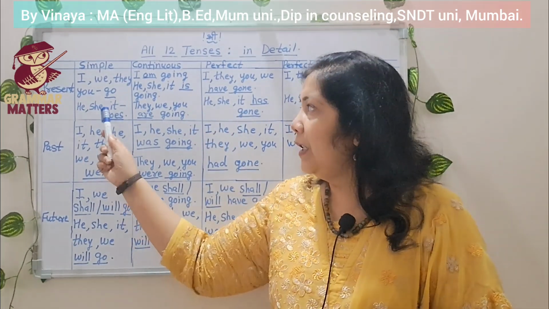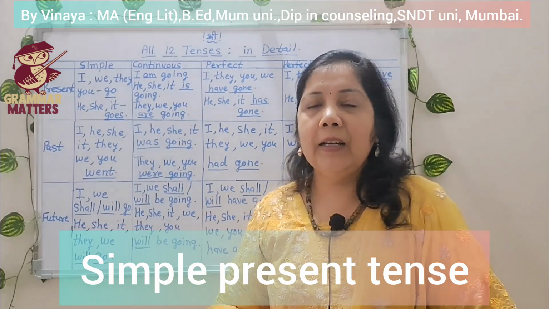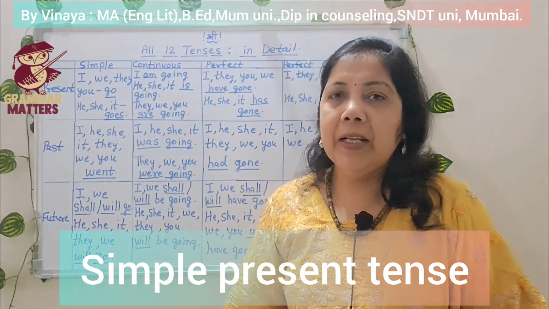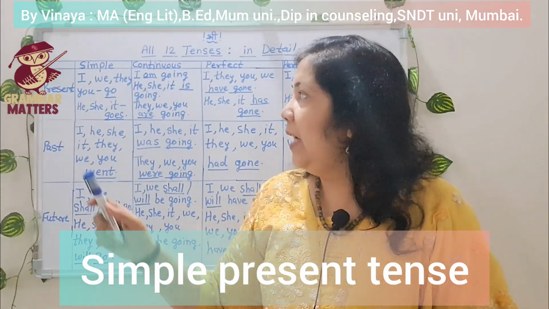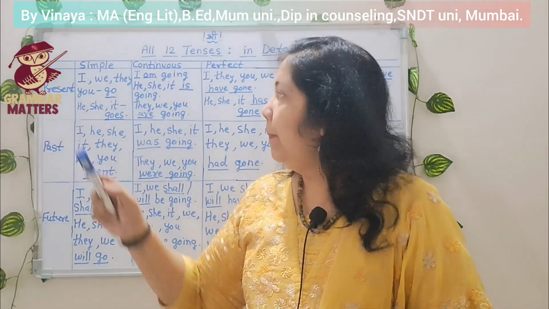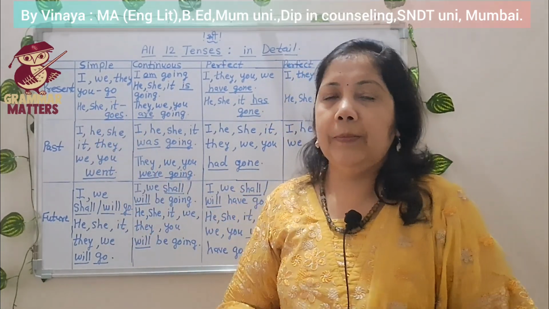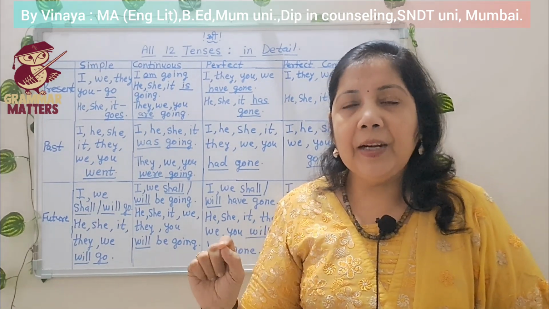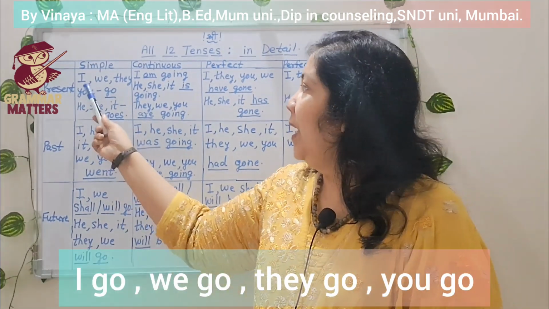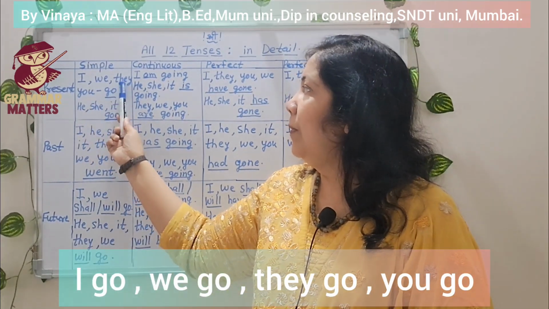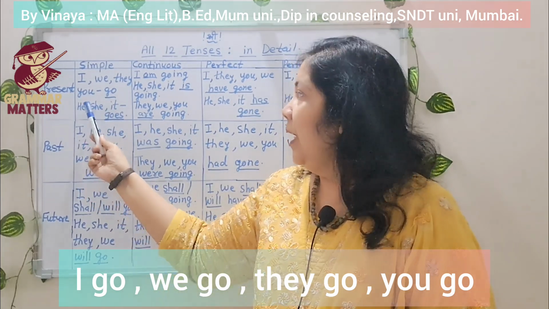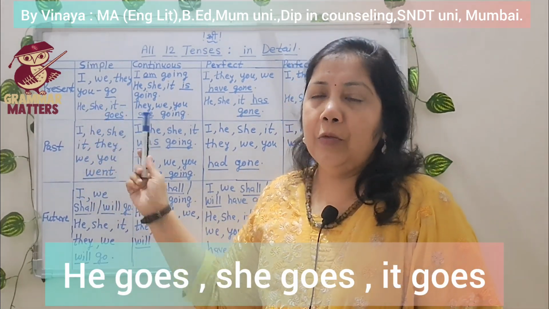First of all, the first one is simple present tense. I will read what I have written on the board first. I, we, they, you go. He, she, it goes. Separate sentences. Let me read now. I go, we go, they go, you go. He goes, she goes, it goes.